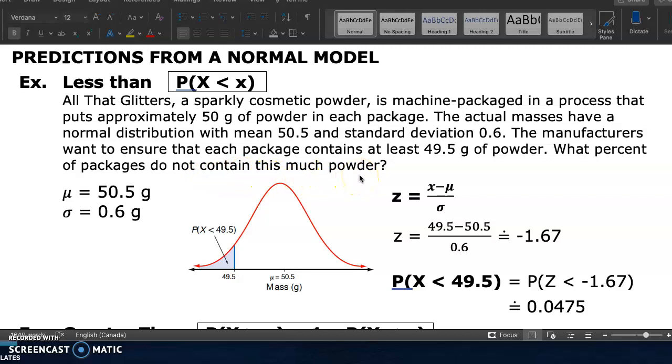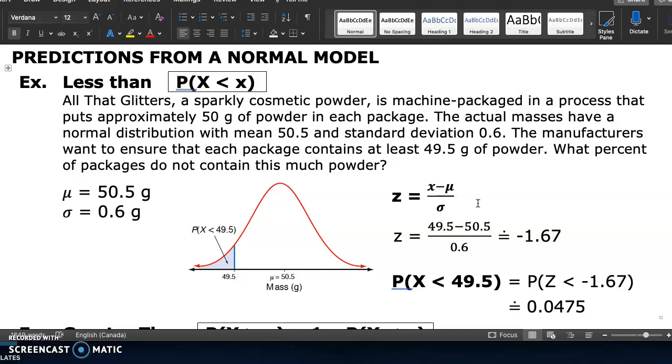So these word problems can be very lengthy, and the most important thing that we need to make sure of is that this distribution qualifies as a normal distribution. You'll just see in this question, the actual masses have a normal distribution, so that means that it is symmetrical, unimodal, and therefore we can use our standard normal curve to approximate areas underneath this curve. And let's take a look at how that's done. Mu for this case is 50.5, that's the average, and the standard deviation is 0.6 grams.